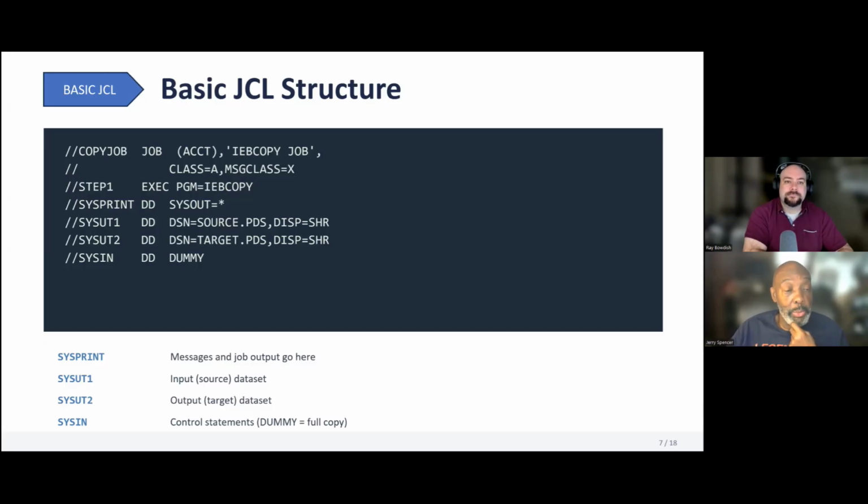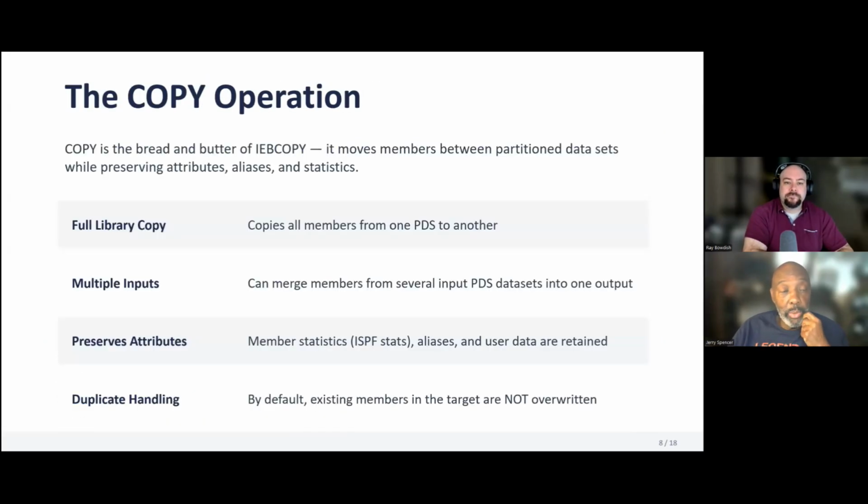Sysprint is where your output goes. And in this instance, we don't need to tell IEBCOPY anything. We want to copy everything from source to target. And so sysin is dummy. So there's no control statements needed. So we actually get into a little more gory details.